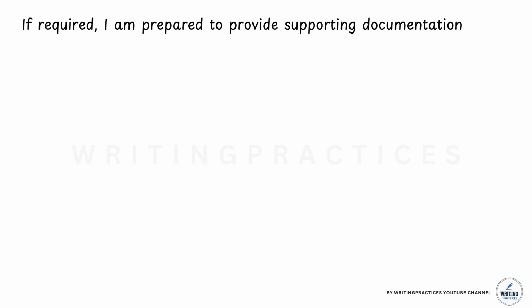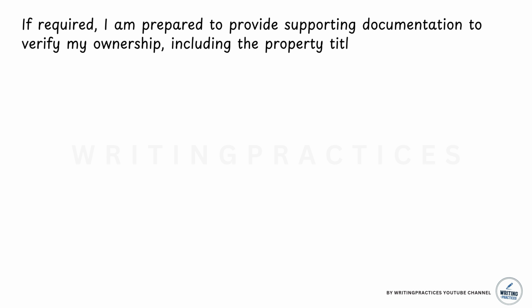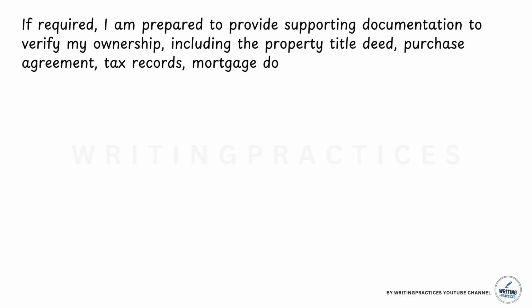Supporting documents paragraph. Next, explain which documents you can provide to verify your ownership. For example, if required, I am prepared to provide supporting documentation to verify my ownership, including a copy of the property title deed, purchase agreement, recent property tax records, mortgage documents, and the official property registration certificate.